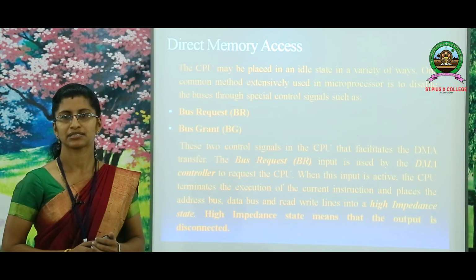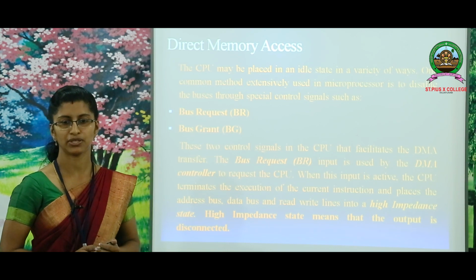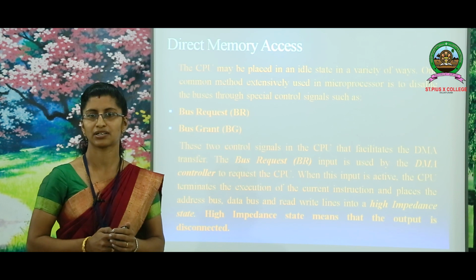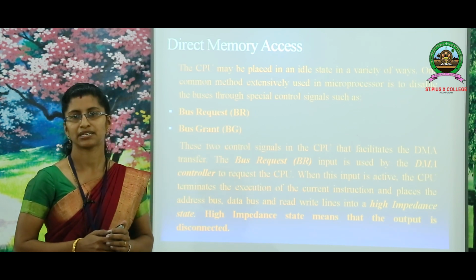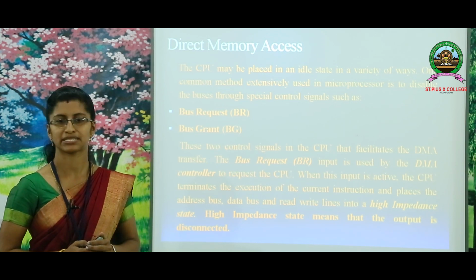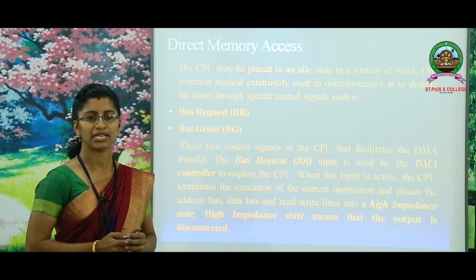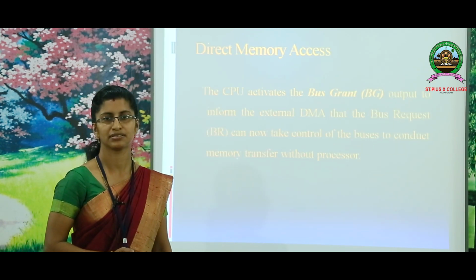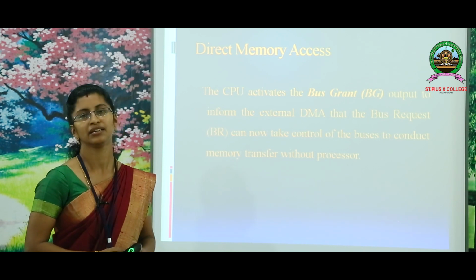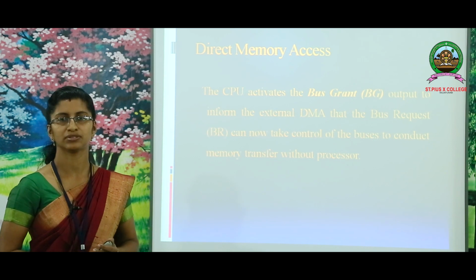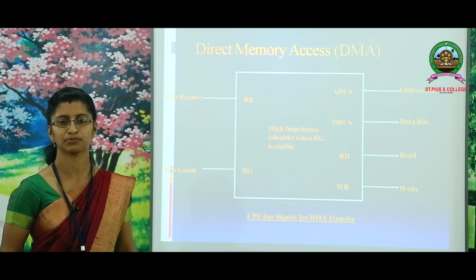After getting these control signals, the CPU relinquishes the control of the buses, that is the control signals, address bus, data bus and the read/write signals, into a high impedance state, and the high impedance state means that the output is disconnected. After getting the bus request, the CPU initiates a bus grant signal. The bus grant signal informs the external DMA that it can now take control of the buses and conduct the memory transfer without using the processor.